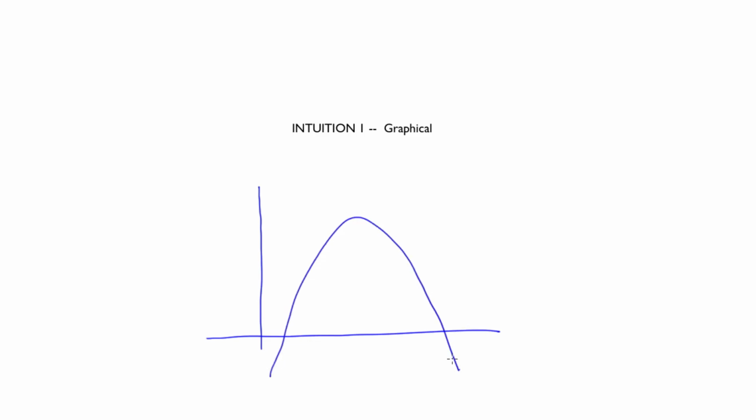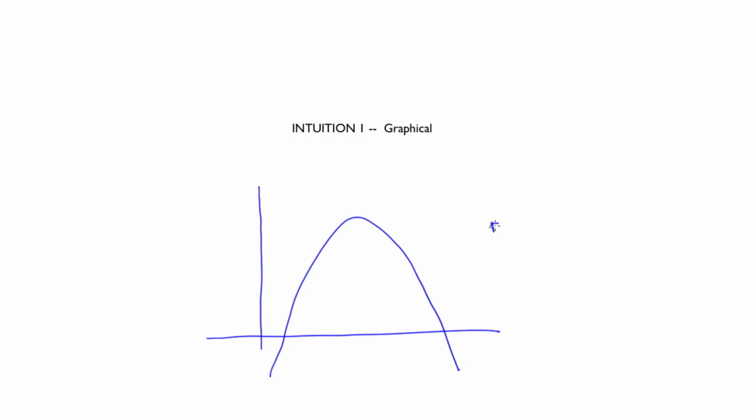Let me provide you with three different types of intuition for why the first and second order conditions look like they do. Let's start with a graphical intuition of the first order conditions. Suppose that you have a function that looks more or less like this. That is the objective function that we are trying to maximize.